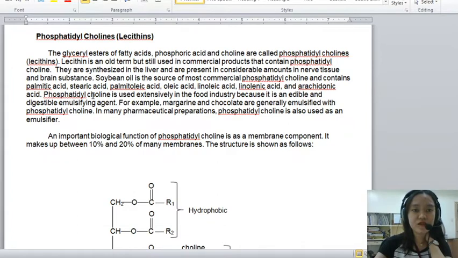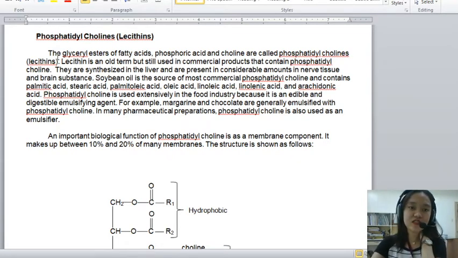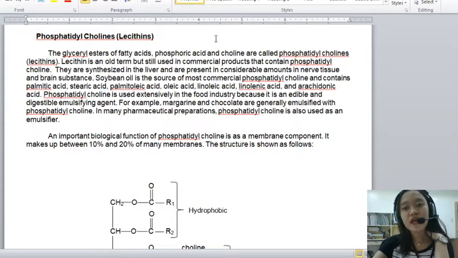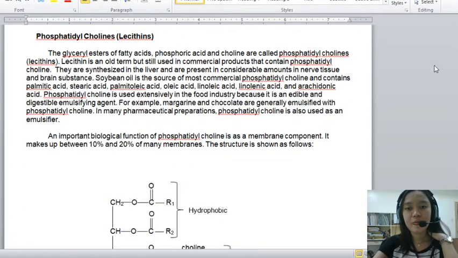Okay, so phosphatidylcholine. These are also called lecithins. Your phosphatidylcholines are glyceryl esters of fatty acids, phosphoric acid, and choline. So they are the esters that come from fatty acid, phosphoric acid, and choline. Meaning, its structure is a combination of fatty acid, it also has a phosphate group, and it has the structure of choline that you see at its end. Okay? So you call that lecithins or phosphatidylcholines.